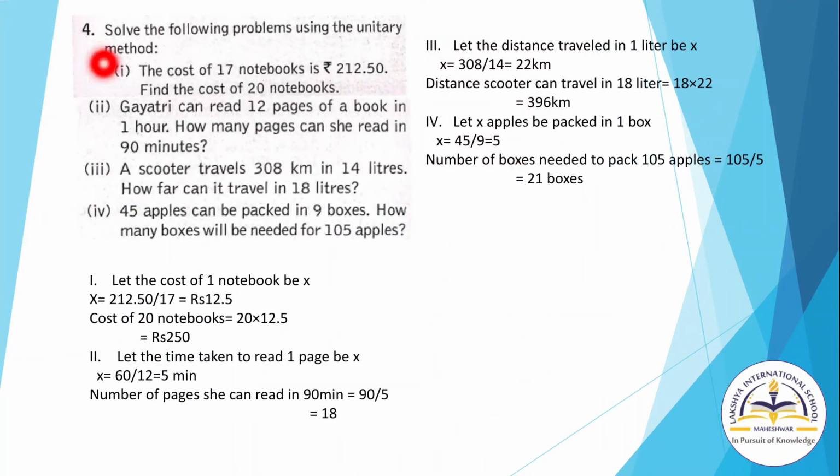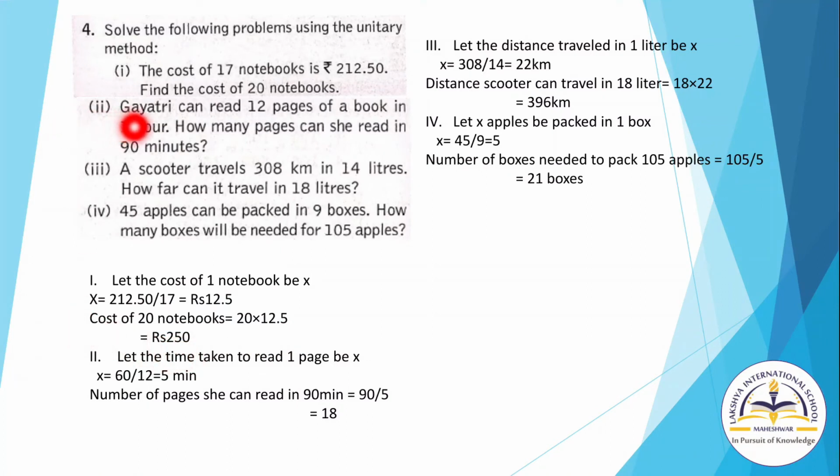Now question number 4, solve the following problems using the unitary method. The cost of 17 notebooks is rupees 212.50. Find the cost of 20 notebooks. Now let the cost of one notebook be x, so x equals 212.50 divided by 17. We will get the price of one notebook, that is 12.5. Now the cost of 20 notebooks means 20 multiplied by 12.5. You will get the cost of 20 notebooks, that is rupees 250.